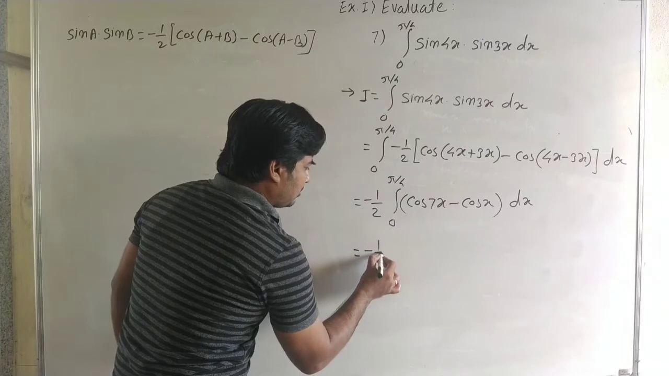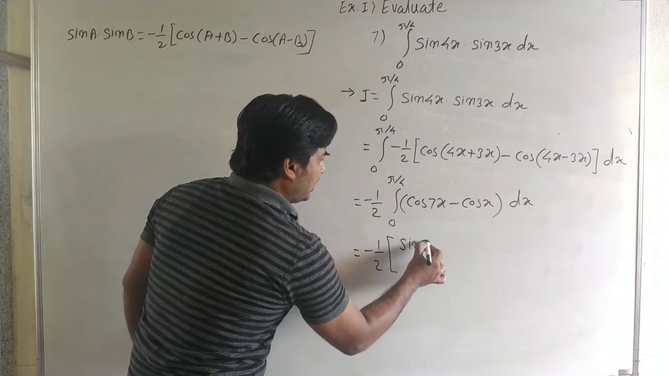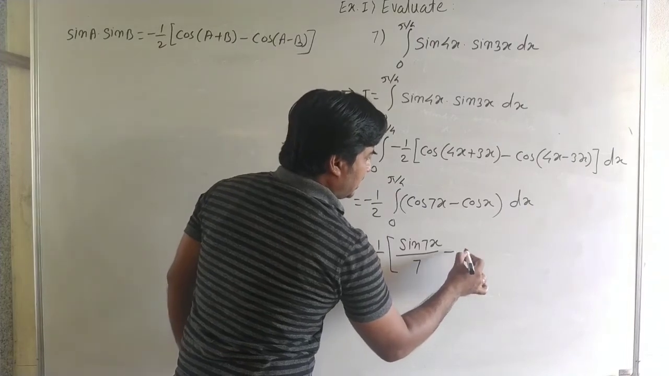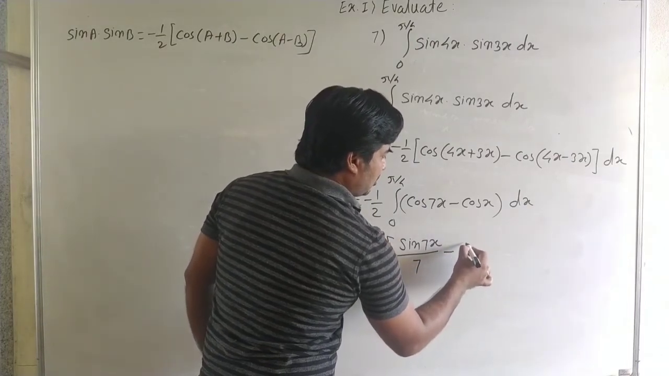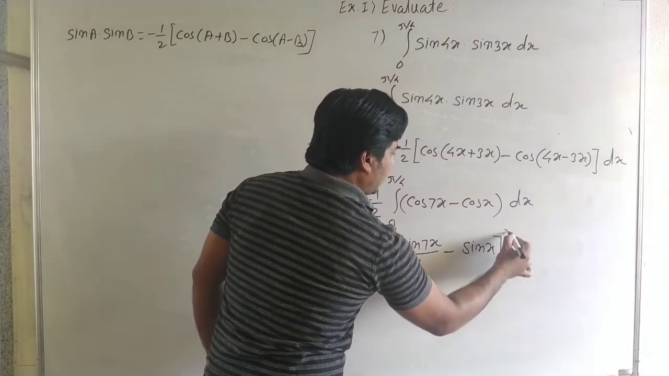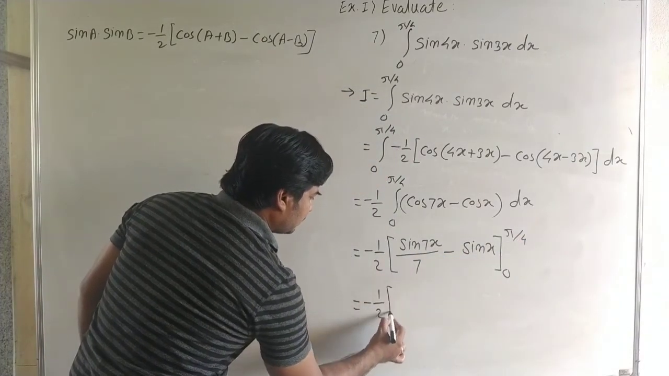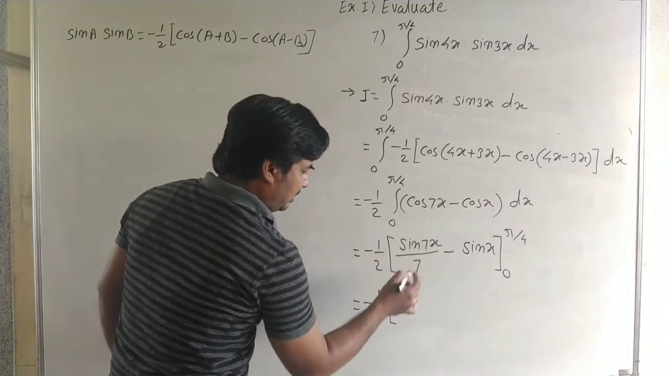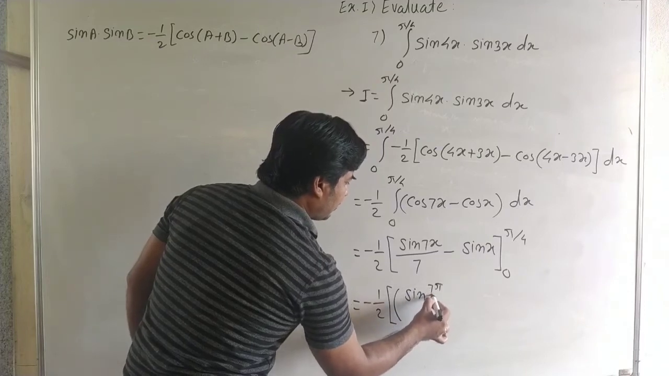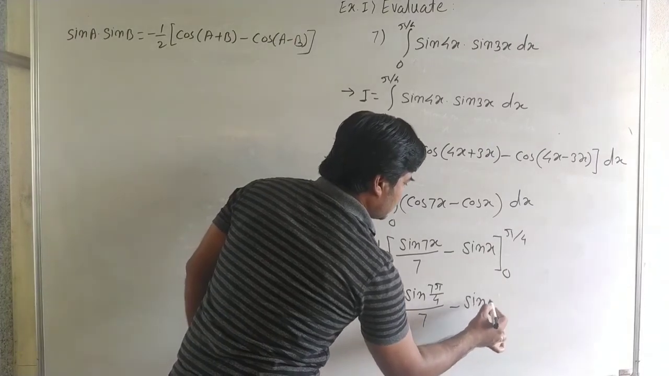Okay, here minus 1 by 2 as it is. Integral of cos 7x is sin 7x upon 7, minus the integral of cos x, which is sin x, from 0 to pi by 4. Okay, now here it is minus 1 by 2. First take the upper limit, then minus the lower limit: sin 7 pi by 4 upon 7 minus sin pi by 4.